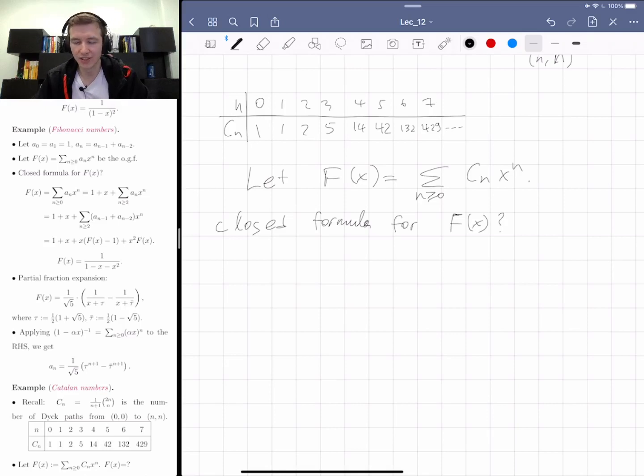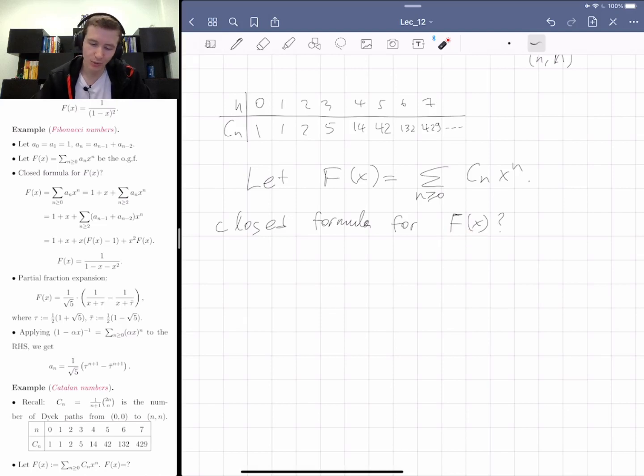I'm not asking you to figure this out on the spot, but it's a nice exercise to try to imagine what the answer is going to be. Is it going to look like the exponent of some stuff, or maybe the sine of x or whatever? It's not really easy to guess what the answer is going to be.